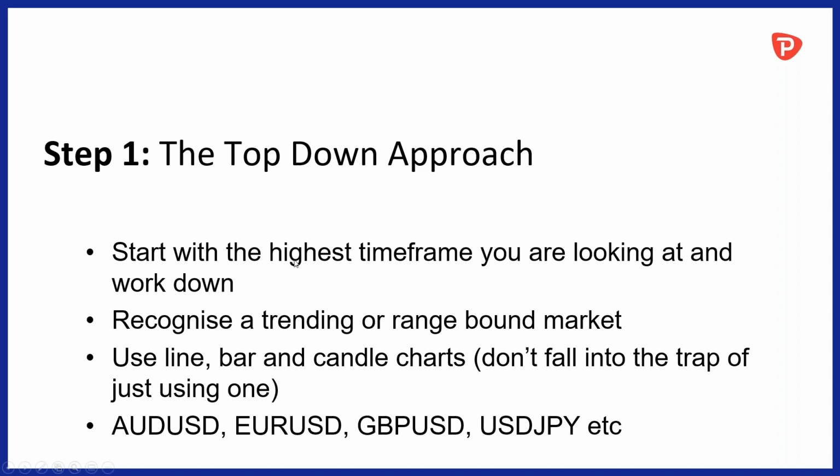So first thing you want to do is start with the highest time frame you're looking at and work down. We want to then recognize a trending or range-bound market. We can do that quite easily by understanding things such as higher highs and higher lows, and also things such as channel patterns. We want to use line, bar, and candle charts. So never fall into the trap of just using one. We're going to use line charts soon in the live charts to have a look at why they're a bit of an advantage over candles, at least initially. And of course, we like to use some of the major currencies to start with.